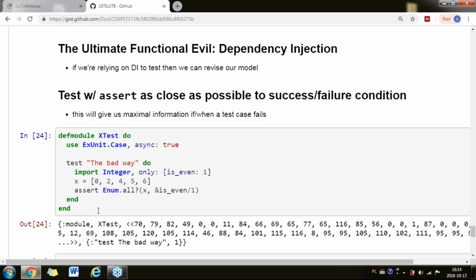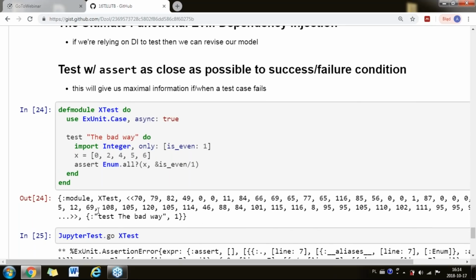So this is our final section. It's a really simple point, something you can take away today and use tomorrow. It's about where we put our assertions in our test cases. In the case of failure, we want to get as much information as we can. If we look at the example here, it tests whether all the integers in that list X, more than halfway down cell 24, are even, and of course they're not, because the number 5 isn't even.